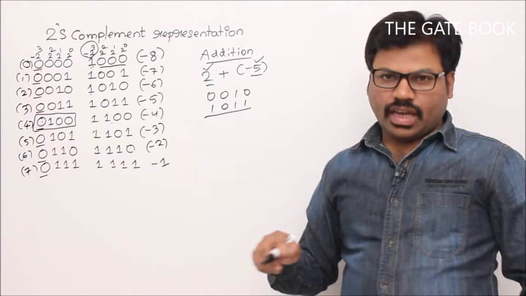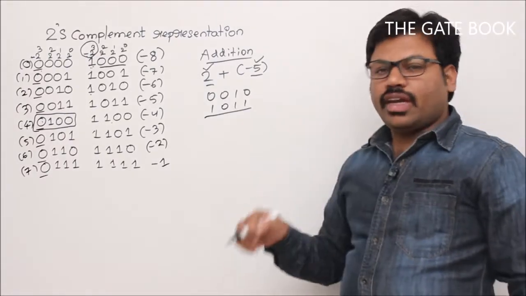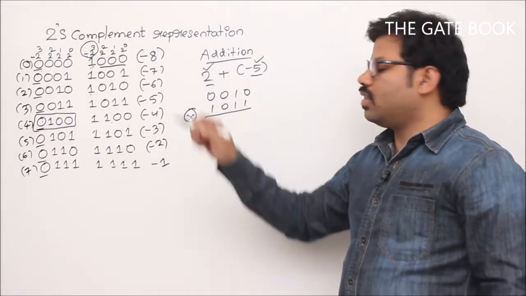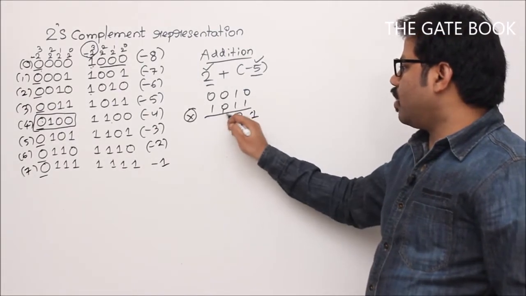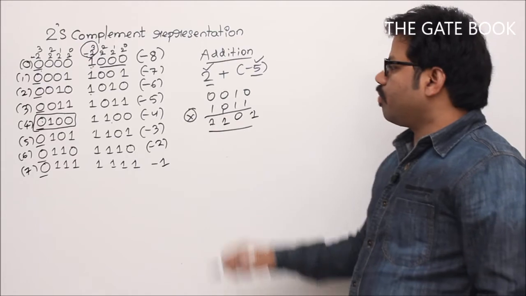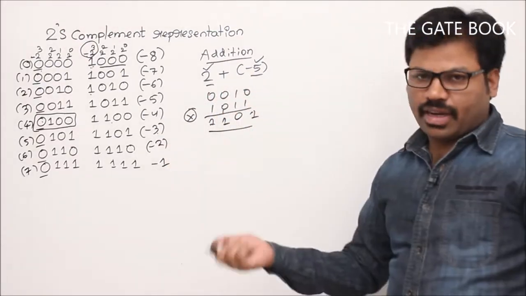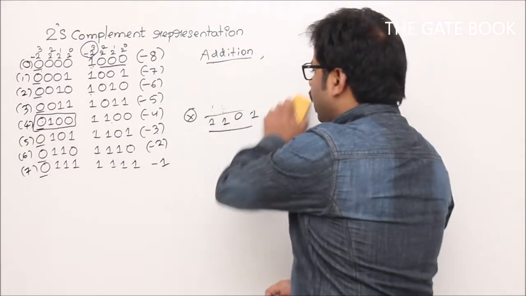Sometimes you get end around carry. Okay. So when you get end around carry, simply discard it. Still the result is correct. 0 plus 1, 1. 1 plus 1, 0. 1 here. 1, 1, 1, 1, 0, 1. Minus 3. 2 plus minus 5 is minus 3. In that way, it's giving the correct answer.